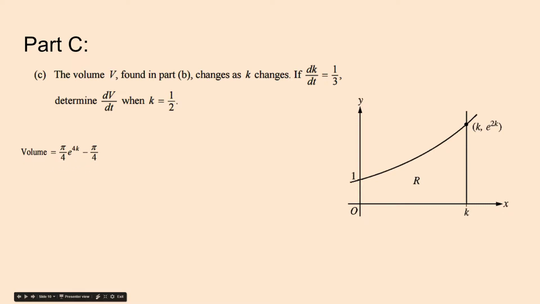The first thing we need to do is differentiate the volume, so we get dV/dt is equal to pi e to the 4k times dk/dt. Next, all we have to do is plug in the given values and solve, getting dV/dt is equal to pi e squared times 1/3. Not that difficult.